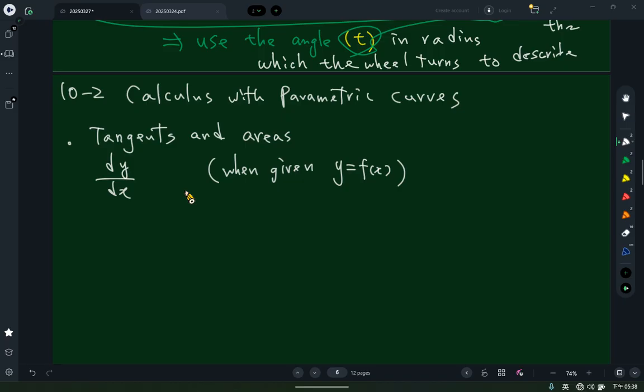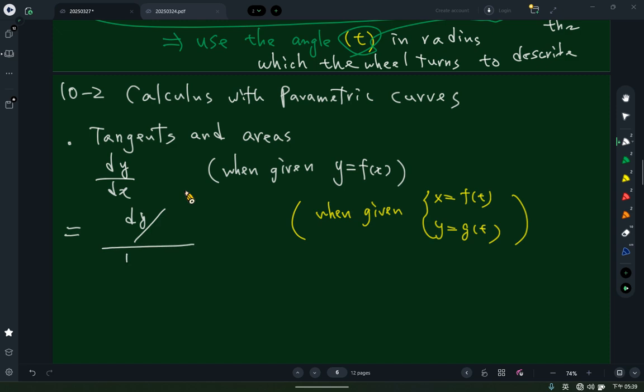But right now, if we are given x is equal to f of t, then y is also g of t, what should we do? If we were given x is equal to f of t and y is equal to g of t, what should we do? So we still follow the same way, but we will do it this way, dy over dt.